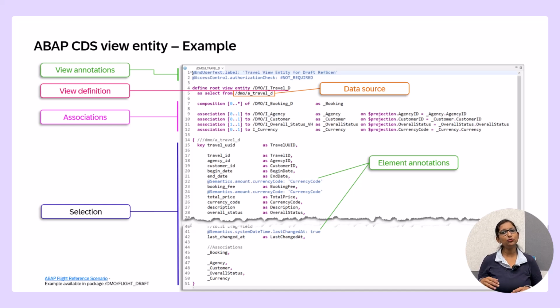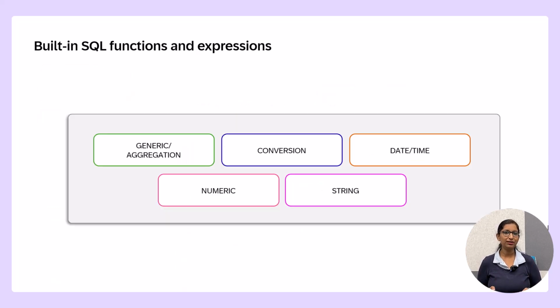Associations are the joins to fetch data from multiple tables or CDS views. The selection has the details of the exposed fields. It will also have annotations or calculations for a particular field. Now let us look at the ABAP CDS capabilities. I'll just highlight some of the key features, and we will also see this in today's demo.